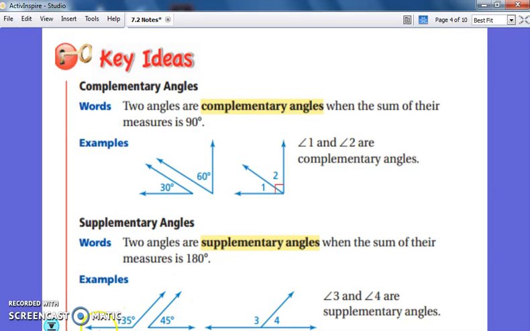These two separate angles are 135 and 45, which when added together will give you 180 degrees, so they are supplementary. And here's another example of two adjacent angles, angle 3 and 4. They make a straight line, so that's your one big hint: when two angles make a straight line, you know they are supplementary.